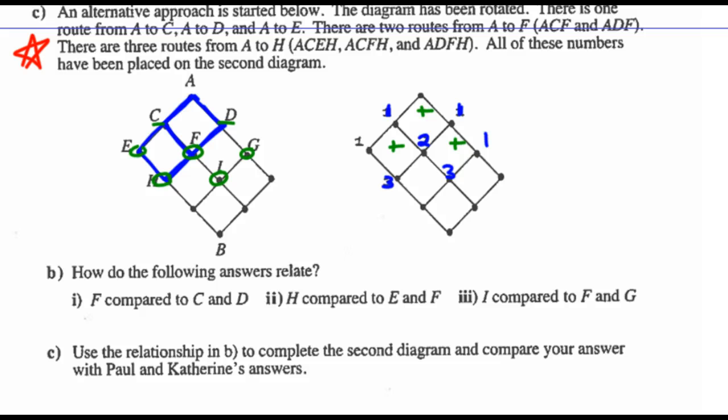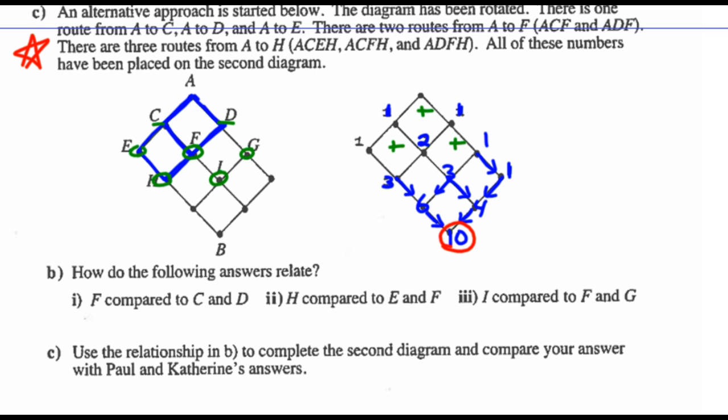So if I have 3 routes to this point going there, and 3 routes to this point going there, 3 plus 3 will give me 6. If I have 3 routes here going that way, and I've got 1 route coming out there, 3 plus 1 will give me 4. And 6 routes to here, 4 routes to there, 6 plus 4 will give us our final 10 routes.